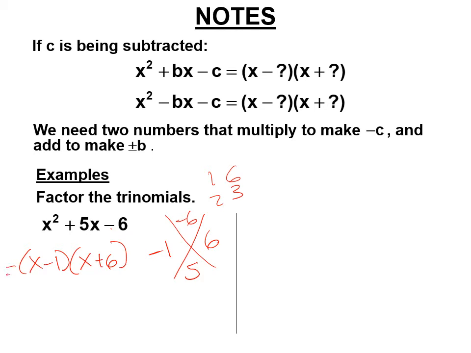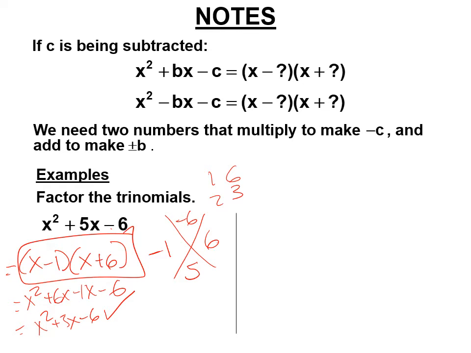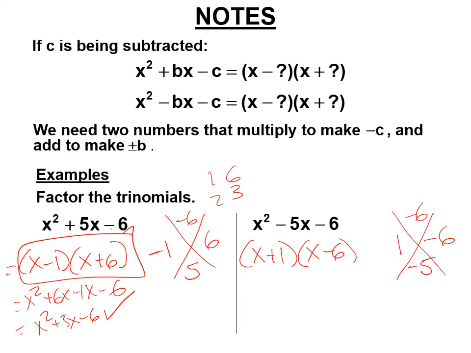And let's just do FOIL to double check it, right? FOIL would be x squared, outer 6x, inner minus 1x, minus 6, and then you would add the like terms and you get x squared plus 5x minus 6, what you started with. These are the only combination of factors that multiply to make that trinomial. All right, so let's try another one of these. All right, so again, we're trying to make -6, but now we're trying to add up to -5. So this time the 6 is the negative and the 1 is the positive, right? And so it's x plus 1 and x minus 6. That's the one that will make that.